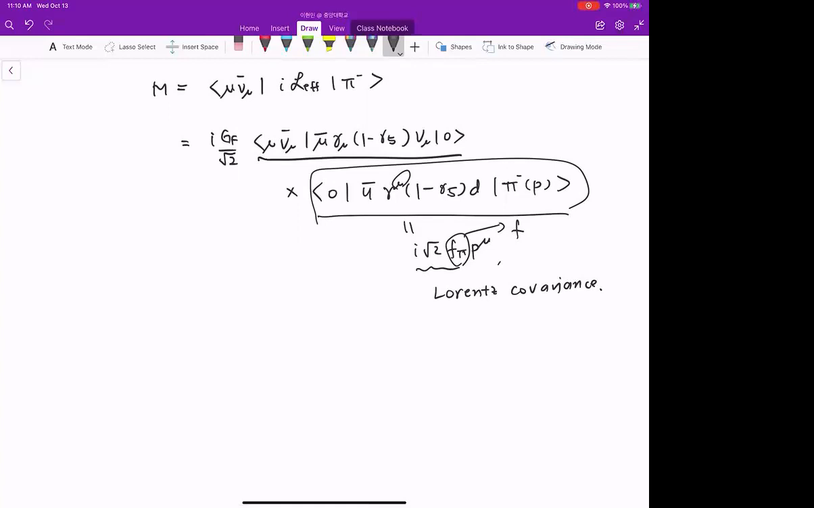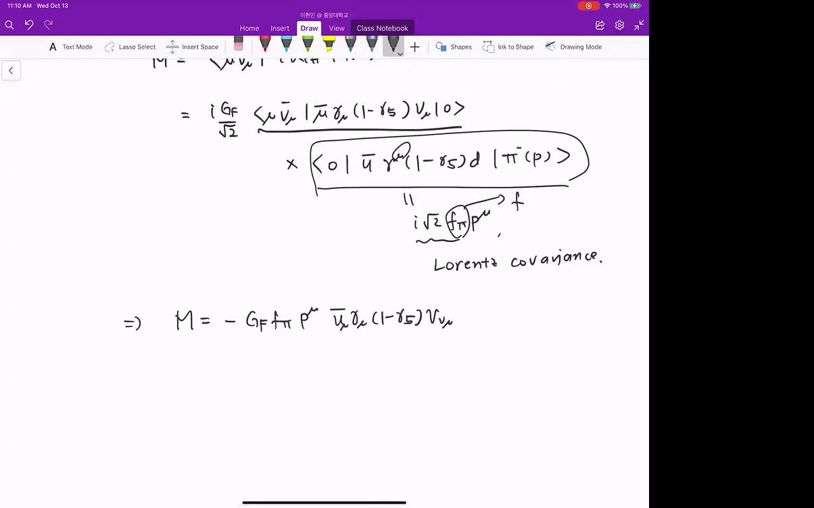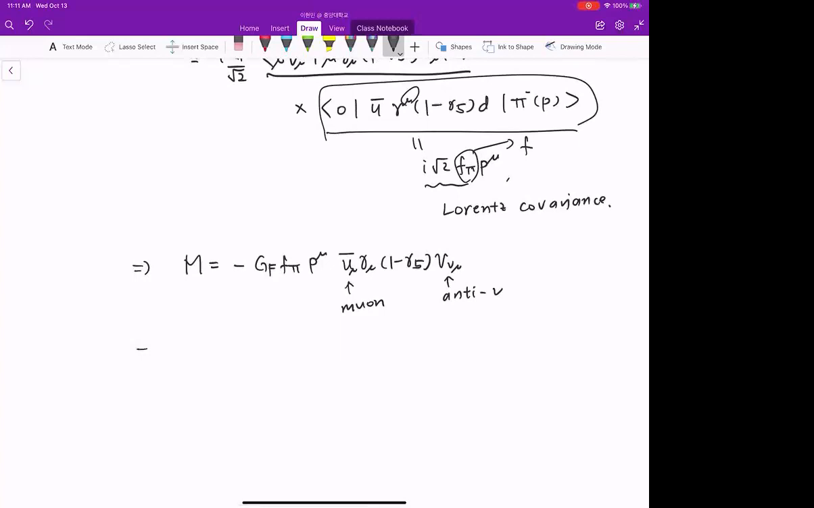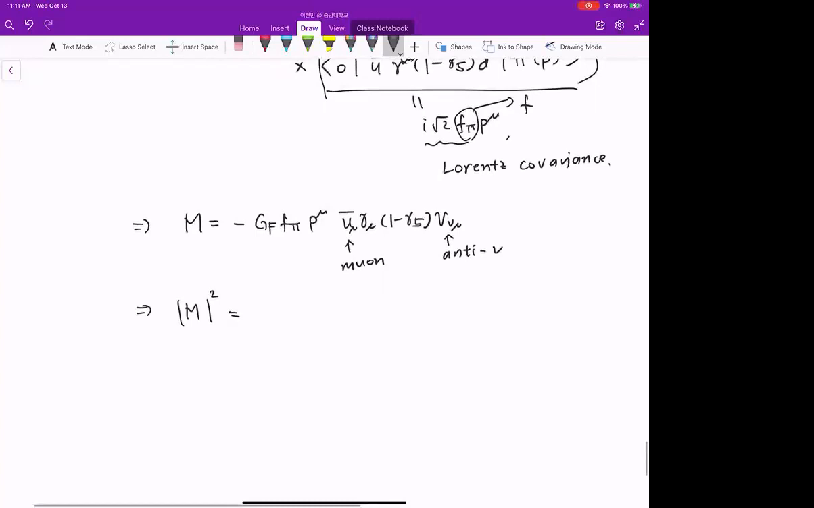Therefore, suppose this is true, and then the matrix element is G_F, just computation. Well, I didn't explain what U and V are, but I'm going to explain this in later discussion. Just U is the creation of the muon wave function, and this is the anti-neutrino wave function. And then in the end, if you want to compute the decay rate, you need to take the square of it.